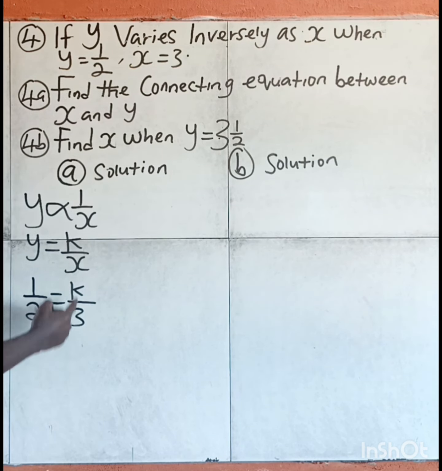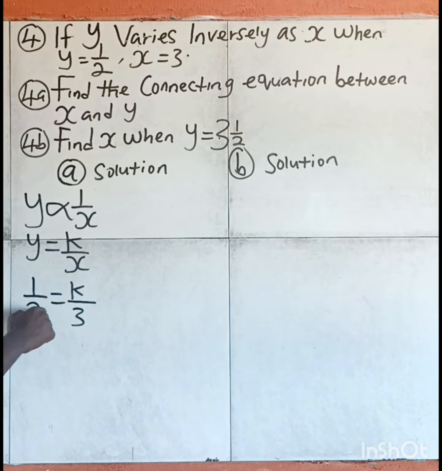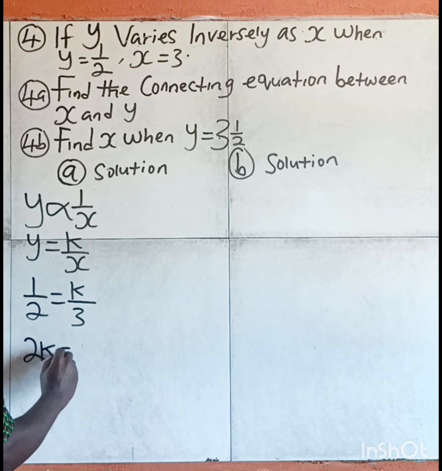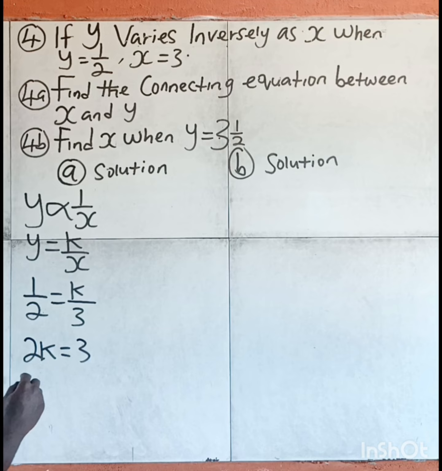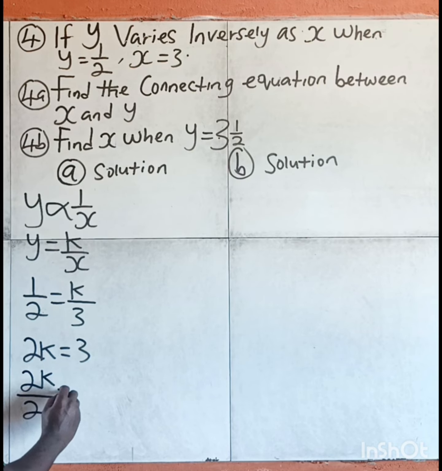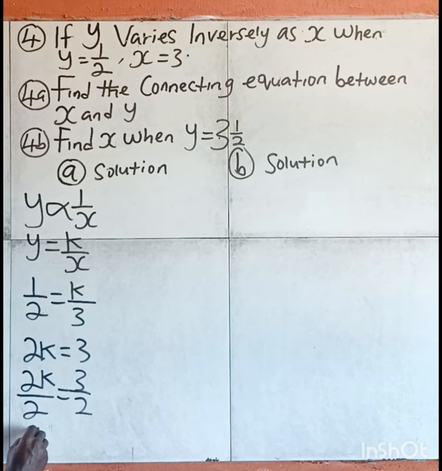So from this angle, what are we simply going to do next? We are simply going to do cross multiplication. So 2 times k will give us 2k equal to 3 times 1, which gives us 3. At the end of the day, we are going to divide both sides by the coefficient of k. What that means is that we are going to divide both sides using the number in front of this k. So if I cancel that, I'm going to have my constant as 3 over 2.